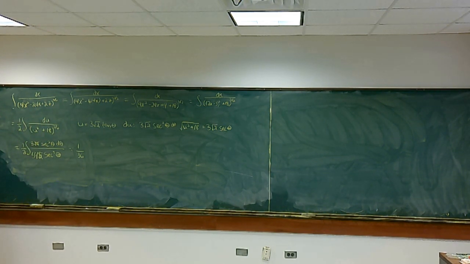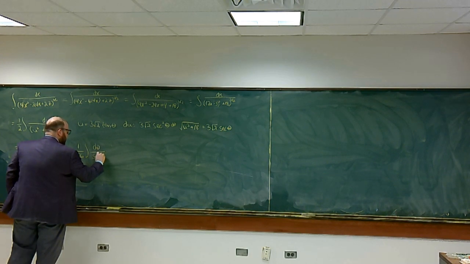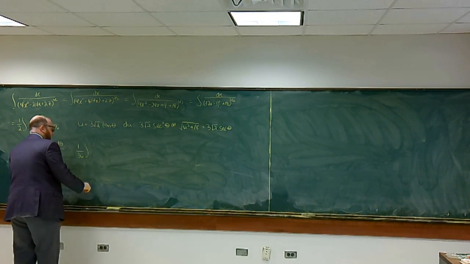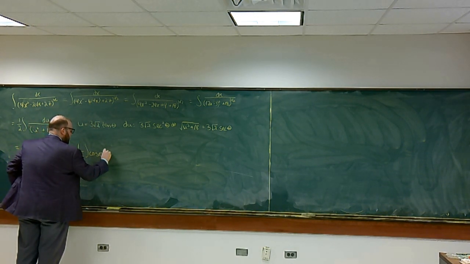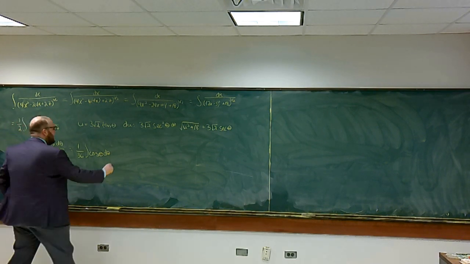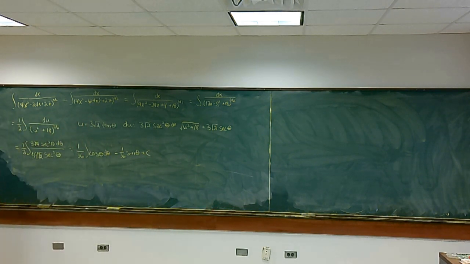Do those secants actually cancel out? You're left with d theta over secant, right? Which is just cosine. Look how nice that is. What's the antiderivative of cosine? Sine. So 1/36 sine of theta plus a constant. That looks pretty simplified. What is sine of theta in terms of u?